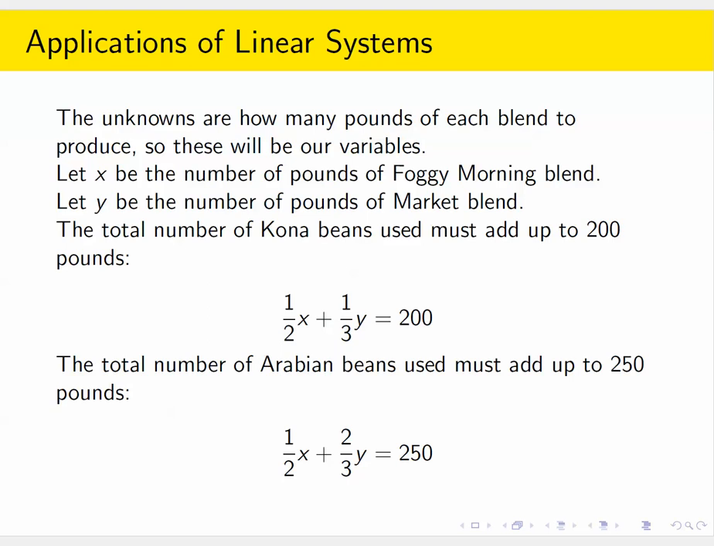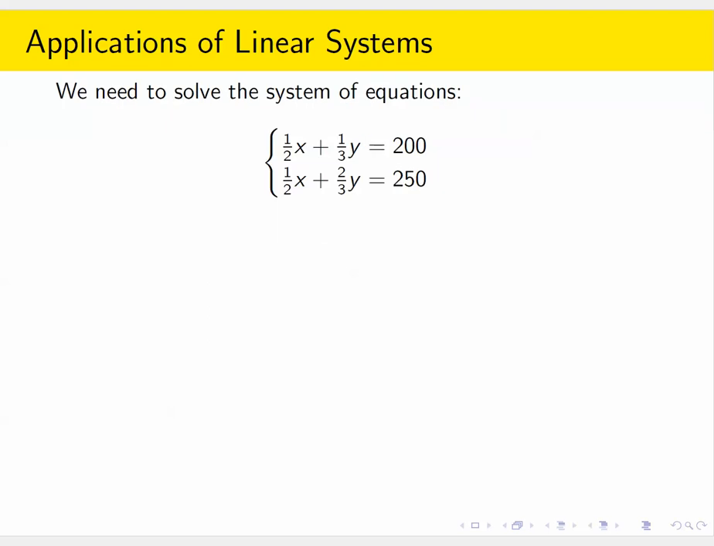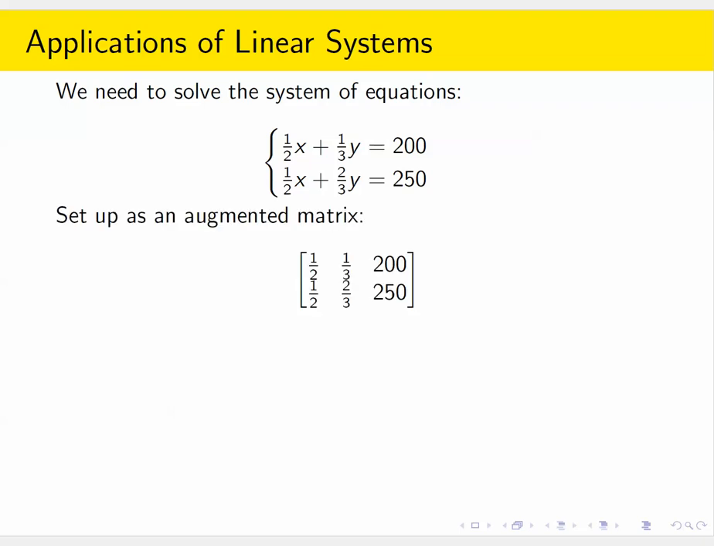Similarly, we need the total amount of Arabian beans we use to add up to 250 pounds. So 1/2 of the Foggy Morning blend plus 2/3 of the Market blend are Arabian beans, and that total should equal 250. Now we have a system of equations we can solve for x and y. And there are various approaches. For this example, let's set it up as an augmented matrix so that we can apply Gauss-Jordan elimination.